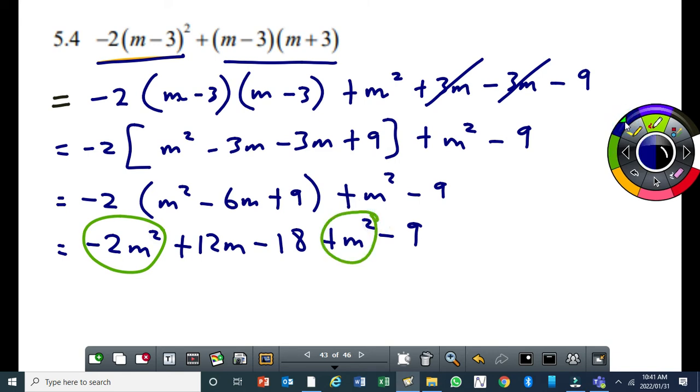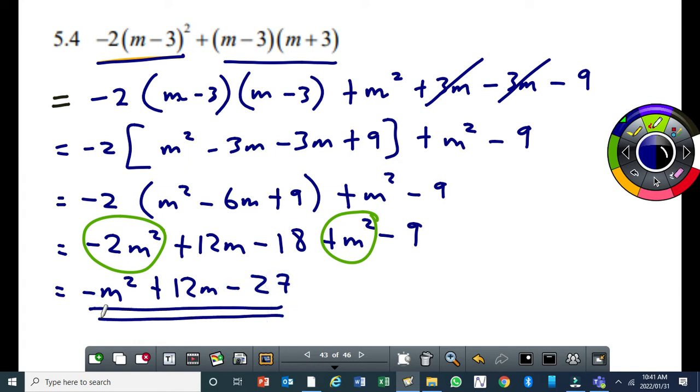As I told you last week, if you want to simplify that, identify the coefficients first. So here we have a negative 2, and there we have a positive 1. What is minus 2 plus 1? Negative 1. Negative 1 times m squared will give you minus m squared. Right? Then we have a term in m only, that's 12m. Minus 18 minus 9 will give you minus 27. So this is the final answer that you are supposed to have if you did the question.